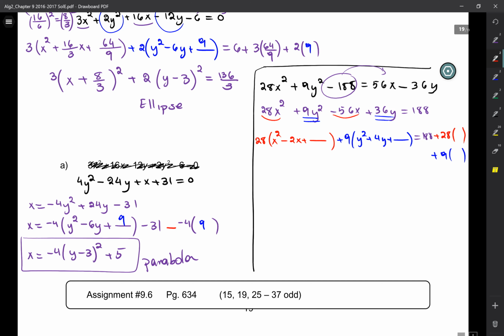All right, what goes in the first blank? A 1. What goes in the second blank? A 4. Oh, yeah. So this is 28. How do you factor the parenthesis? (x minus 1) squared plus 9 (y plus 2) squared equals 188 plus 28 plus 36. How much is that? 188 plus 20 is 208, 216, 252.